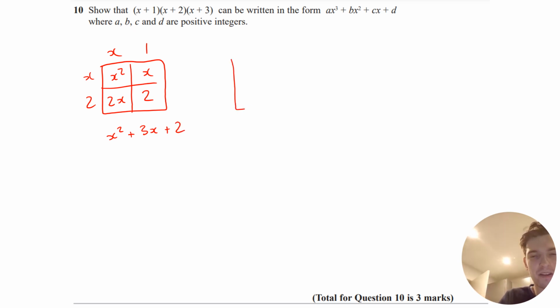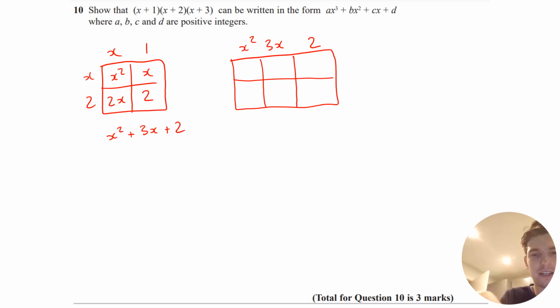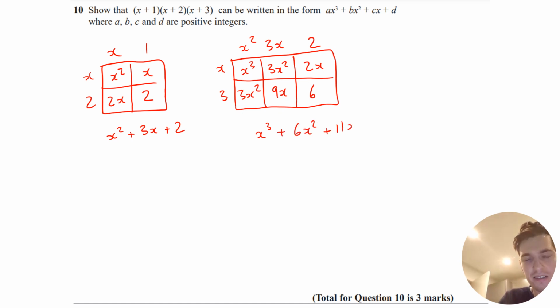And then I'm going to set up a 3 by 2. So I've got my x squared, 3x and 2. And then I need to multiply that by x plus 3. So let's do that now. x cubed, 3x squared, 2x, 3x squared, 9x, and 6. And now I just need to collect like terms. So it is x cubed plus 6x squared plus 11x plus 6.